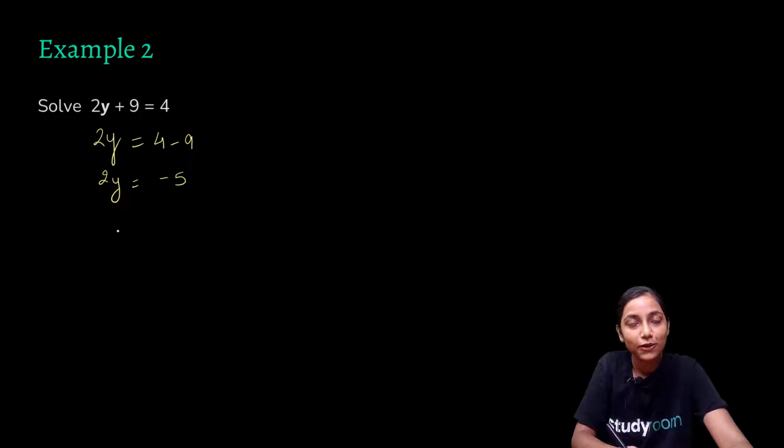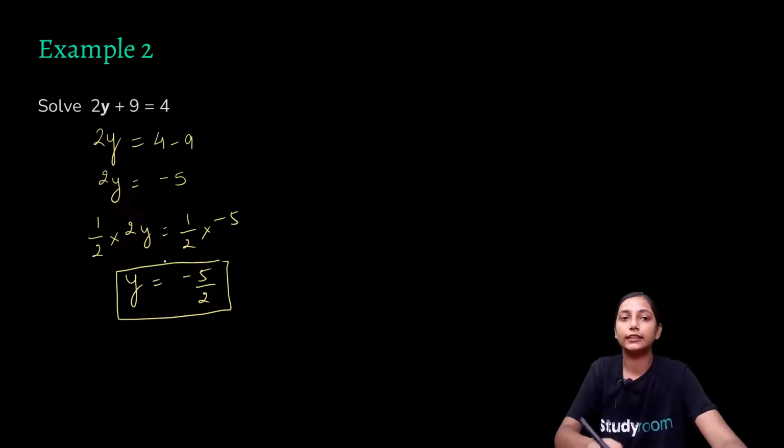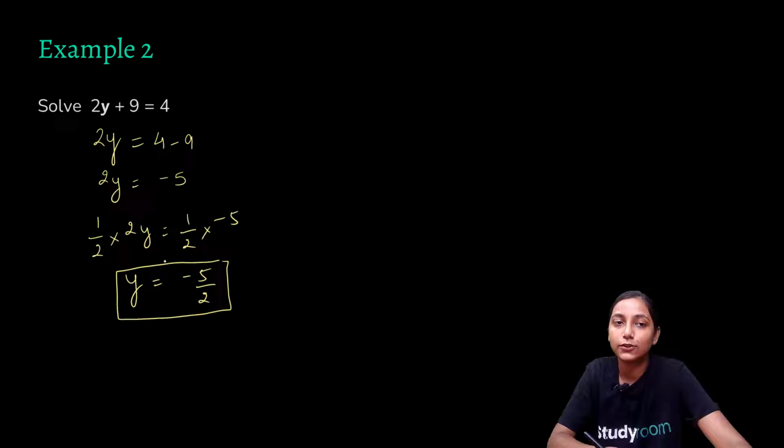What is the next step? This next step will be to divide both the sides by the coefficient of the variable. In this case it is 2. We will be dividing both the sides by 2. So it will be 1 by 2 into minus 5. Our answer is going to be y equals minus 5 by 2.